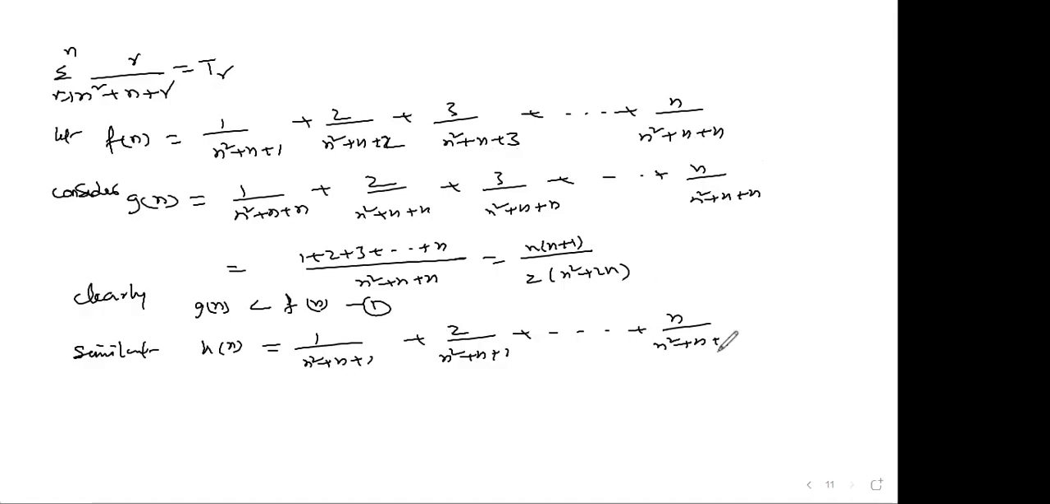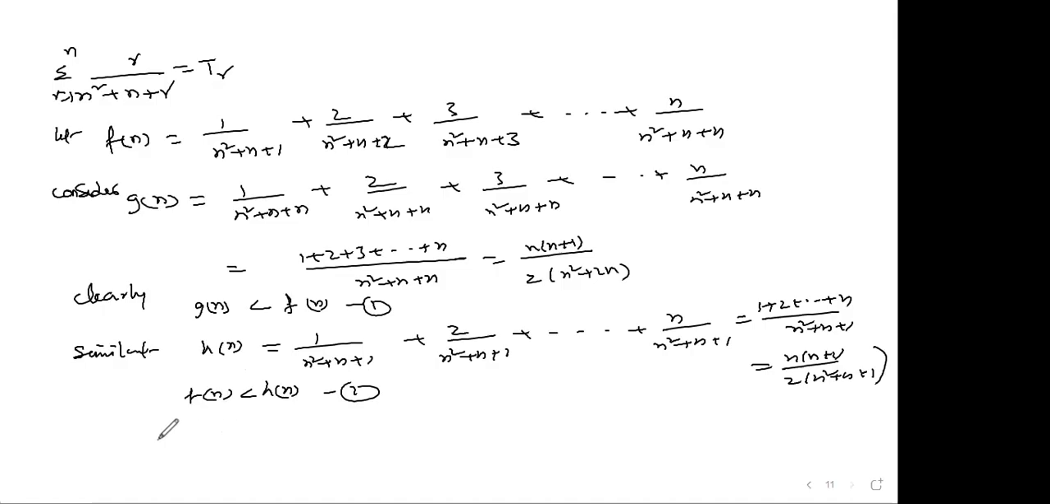But if I take the smallest one in the denominator, that means if I take 1 here, it will be in this formula. What is that? 1 plus 2 plus so on plus n divided by n square plus n plus 1. That is n into n plus 1 divided by 2 into n square plus n plus 1. I got it. Now what is that comparatively f of x? H of n is such a big number. This is 2, right? So what happened here?